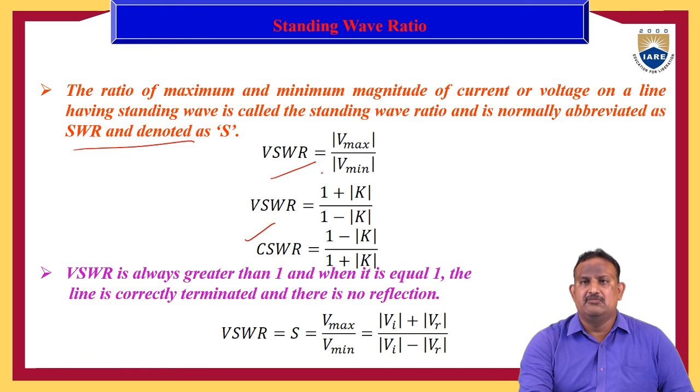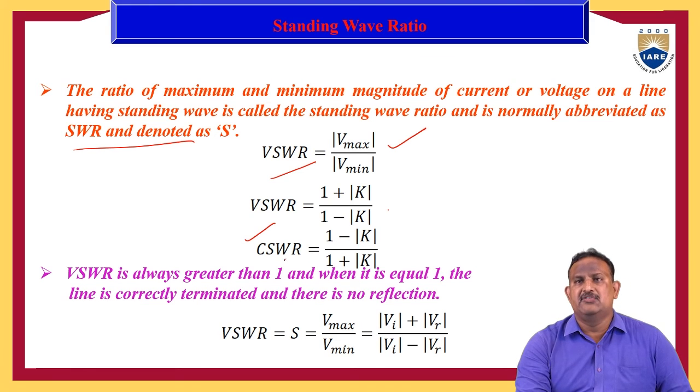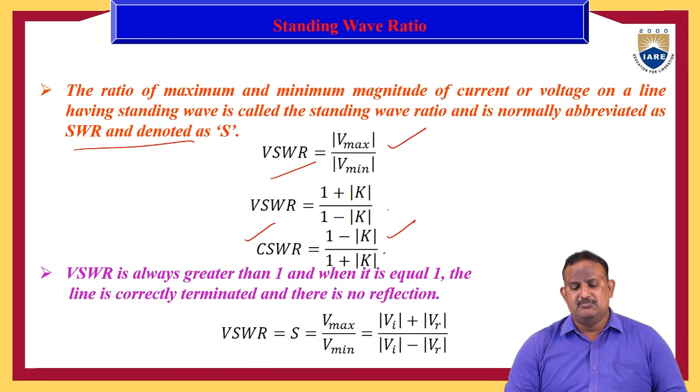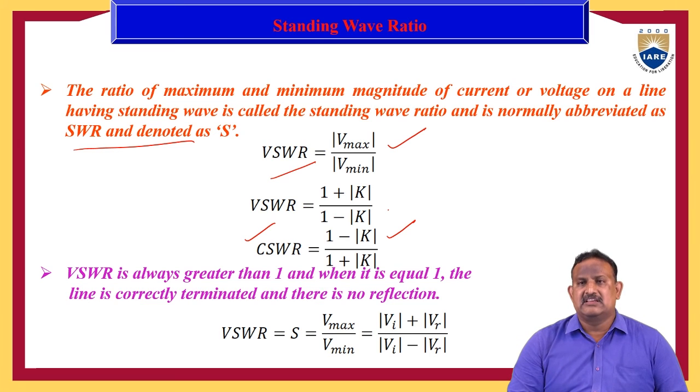The voltage standing wave ratio VSWR is equal to V maximum by V minimum, which is nothing but 1 plus mod K by 1 minus mod K. The current standing wave ratio is 1 minus mod K by 1 plus mod K. VSWR is always greater than 1, and when it is equal to 1, the line is correctly terminated and there is no reflection.